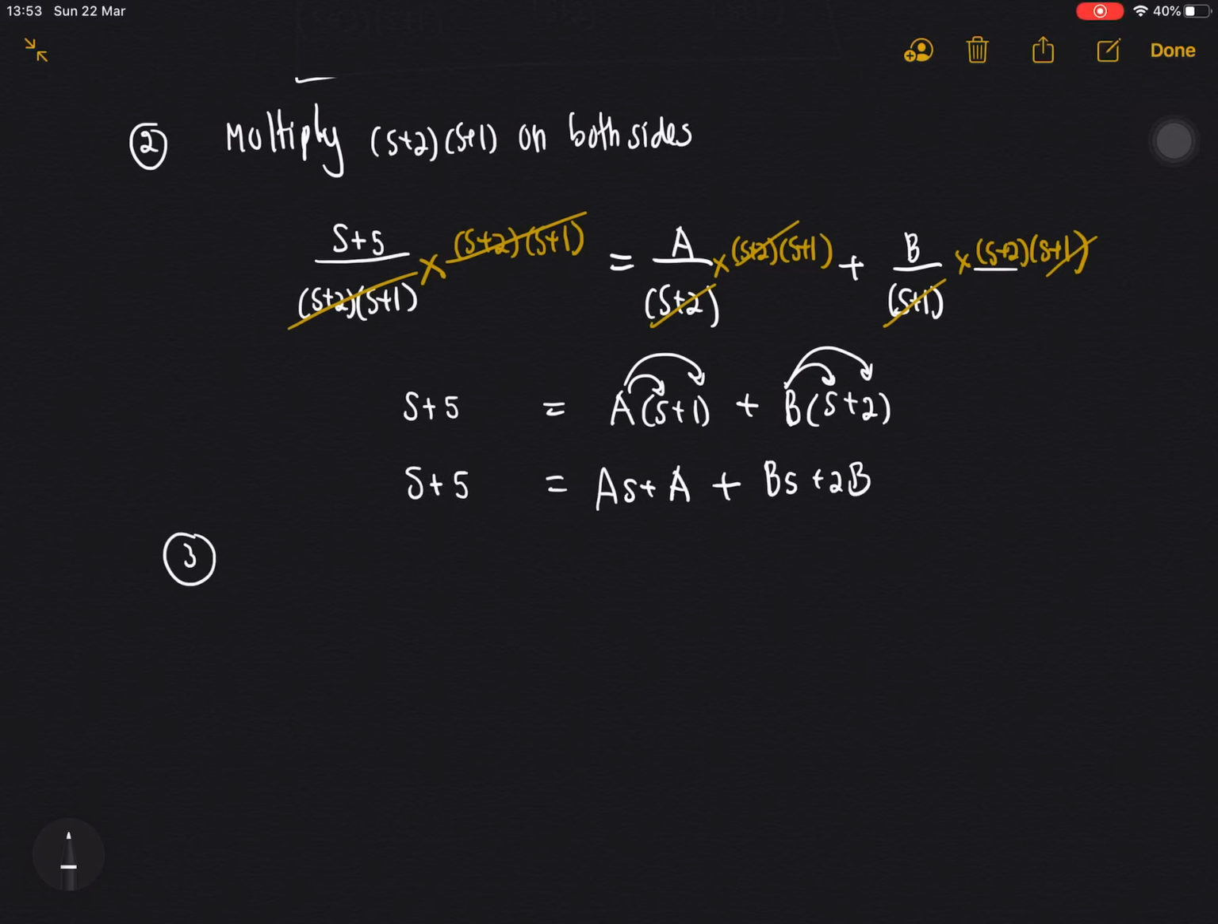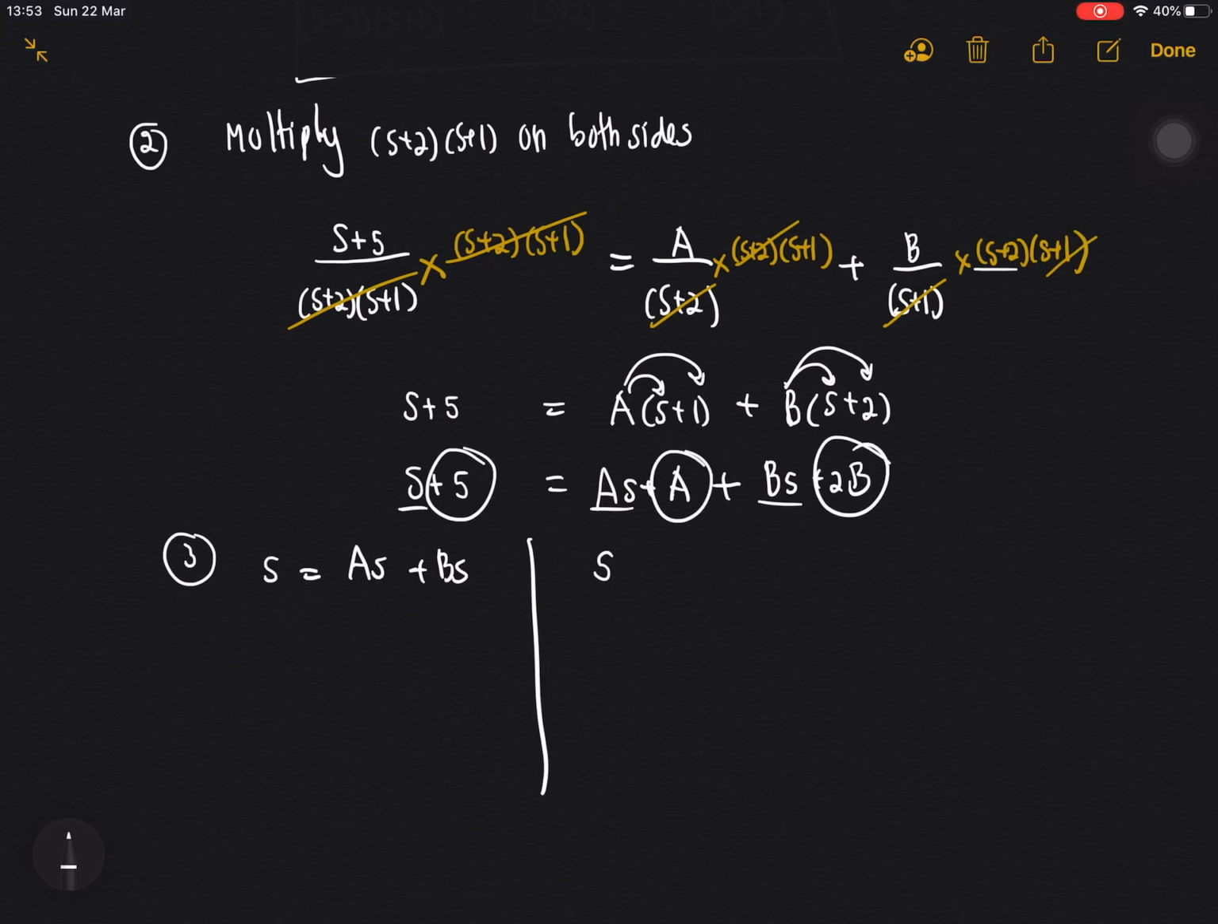So third step, you have to group the same coefficients. The maximum degree is s, so you have to look on both sides of the expressions for the constants or for the variable that contain s raised to the power of 1. So we have that for the first group. And then the remaining terms here will be for the constants. So you make that 5 equal to a plus 2b. So this s and this s cancel out. Therefore, you have 1 left equal to a plus b.